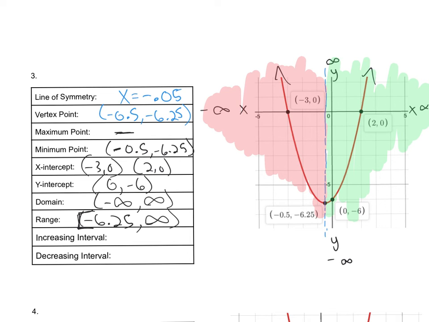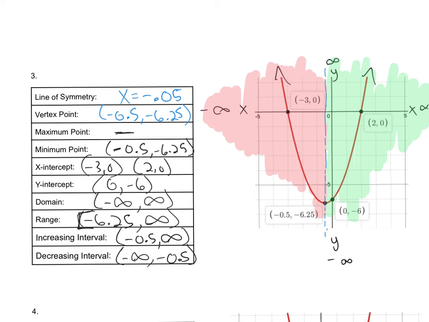So once again, I highlighted the increasing interval in green, the decreasing interval in red. So here you can see that the graph is going up or increasing left to right from the x value of the vertex, negative 0.5, all the way towards the positive infinity x value. Our decreasing interval is highlighted there in red. So the decreasing interval is going to start towards the x value of negative infinity all the way to the x value of the vertex, negative 0.5.